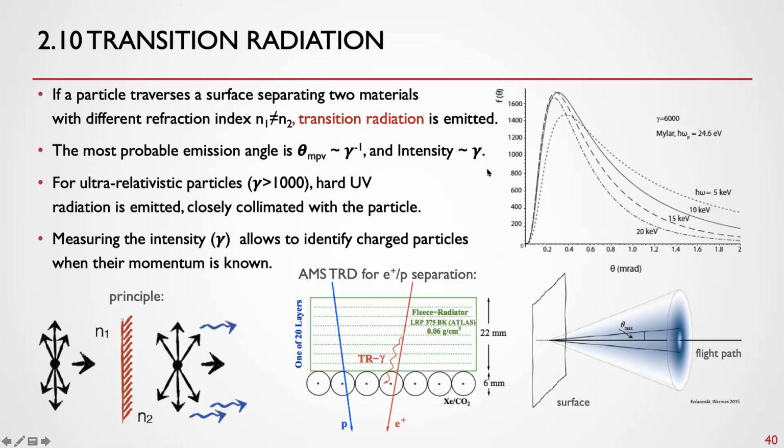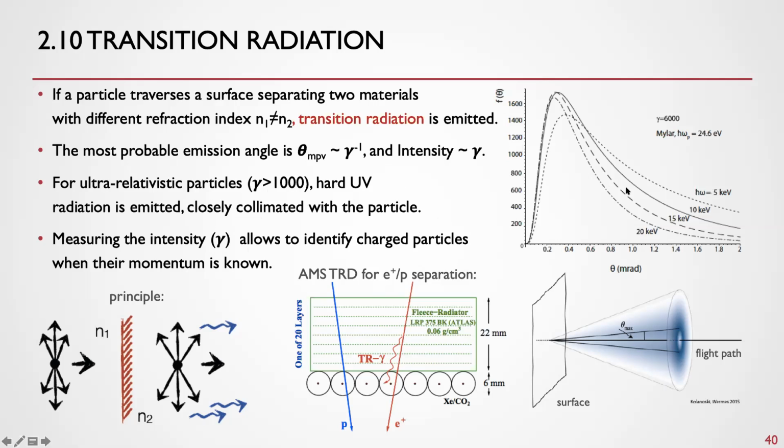For ultra-relativistic particles, the frequency of the transition radiation is in the hard UV, and if gamma is greater than 1000, it is very closely collimated with the particle that causes it. Measuring the intensity therefore means we measure the gamma factor of the particle, and if we know the gamma factor, we know the speed. If we know the speed and the momentum, we can identify the charged particle.